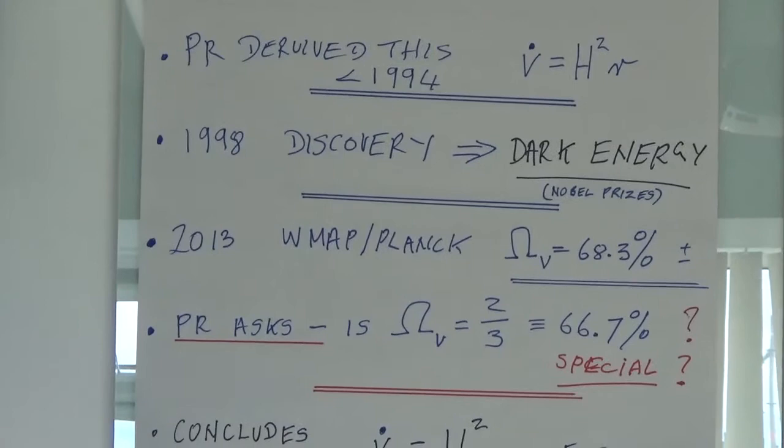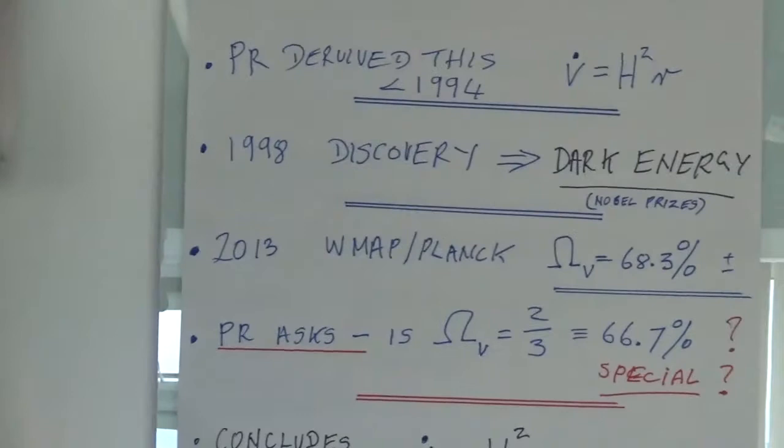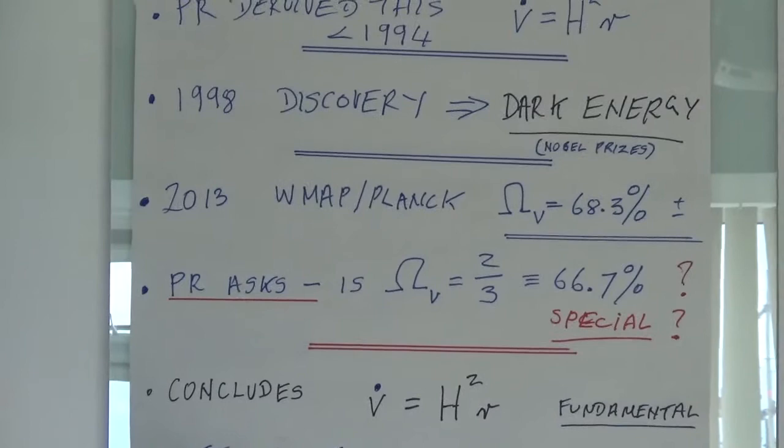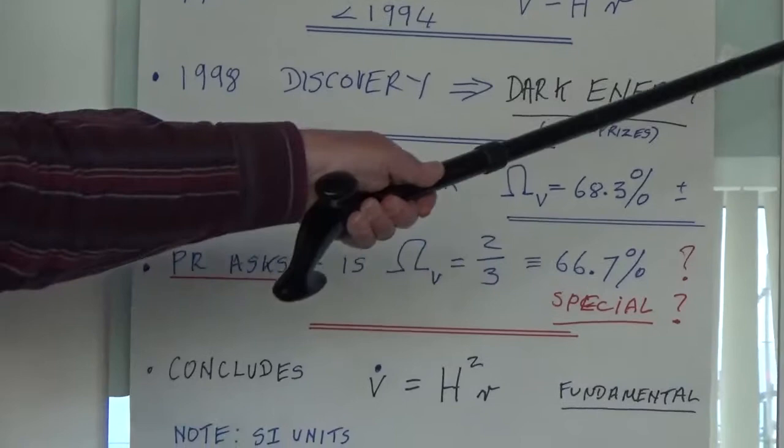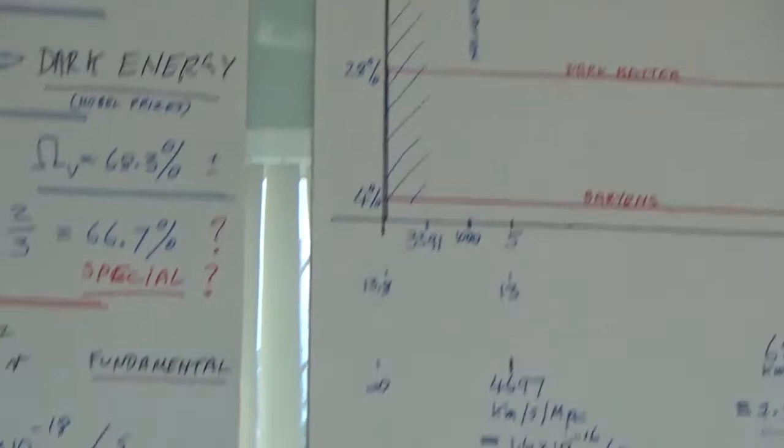Okay. So in 1998, they discovered that in fact the distant universe was accelerating. That was completely unexpected. No one, as far as I know, predicted it. And this, of course, really set off the fire. This was proof that dark energy had to exist, and Nobel Prizes followed.